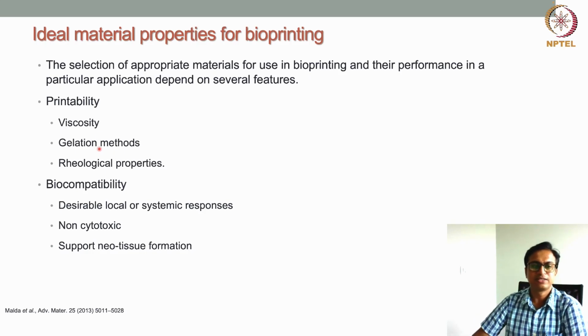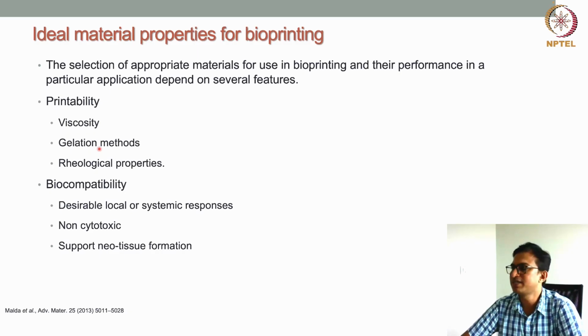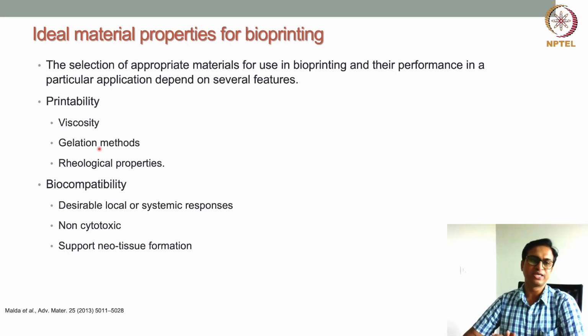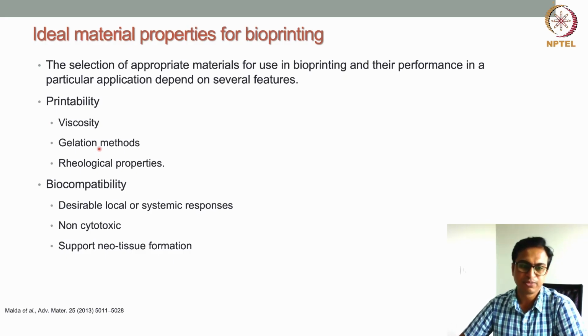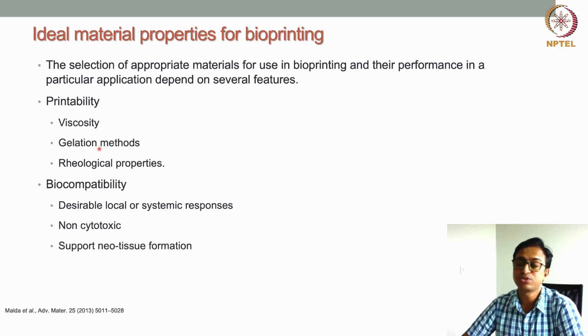Then the biocompatibility of the bioink. This is another important material property. Whatever material we choose to develop the bioink, it should be biocompatible in nature. And what is biocompatibility? Biocompatibility means these materials should not exert any undesirable local or systemic responses. That means they should have a desirable local or systemic response. They should not be toxic to the body. So non-cytotoxicity is very important.